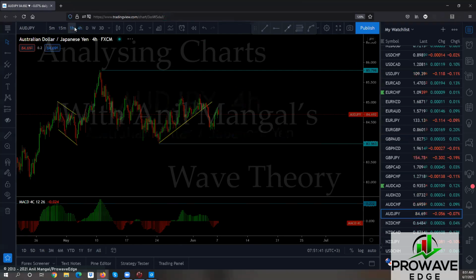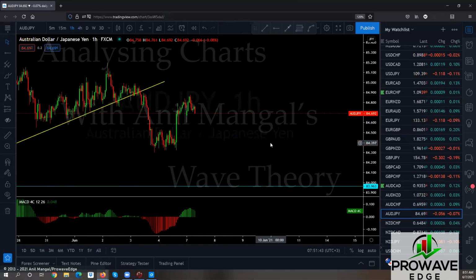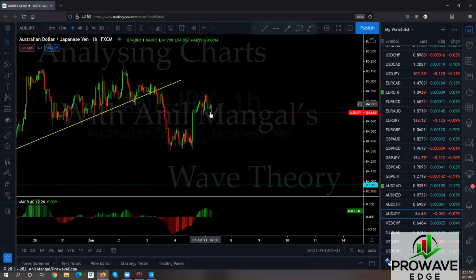Let's see in the 1 hour what it has. We don't have any trade set up in the 1 hour because they didn't break here, they go up. So this could be a corrective structure. We don't have enough. Not a sell setup, not a buy setup. Let's wait, stay away from this.